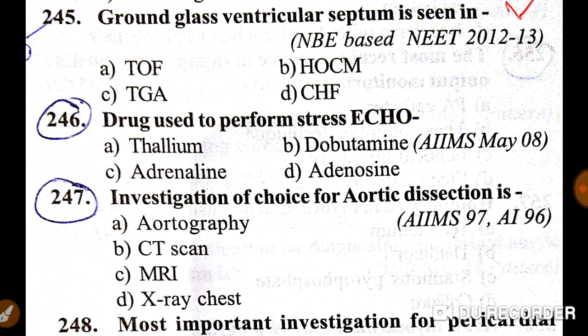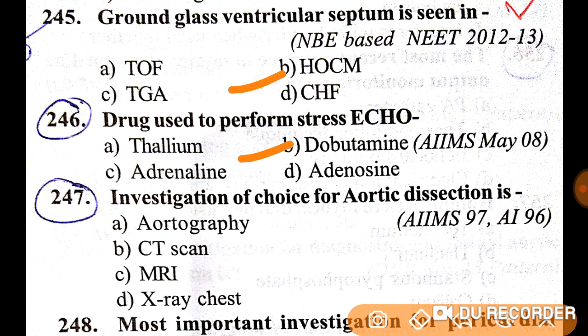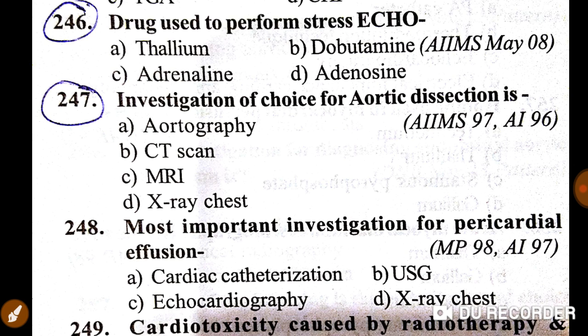Now, asymmetric ventricular septum hypertrophy is seen in hypertrophic obstructive cardiomyopathy. The drug used to perform stress echo is dobutamine. Investigation of choice for aortic dissection: for aortic dissection, we need to go for which investigation, guys? This is MRI. Go for MRI. That is best.